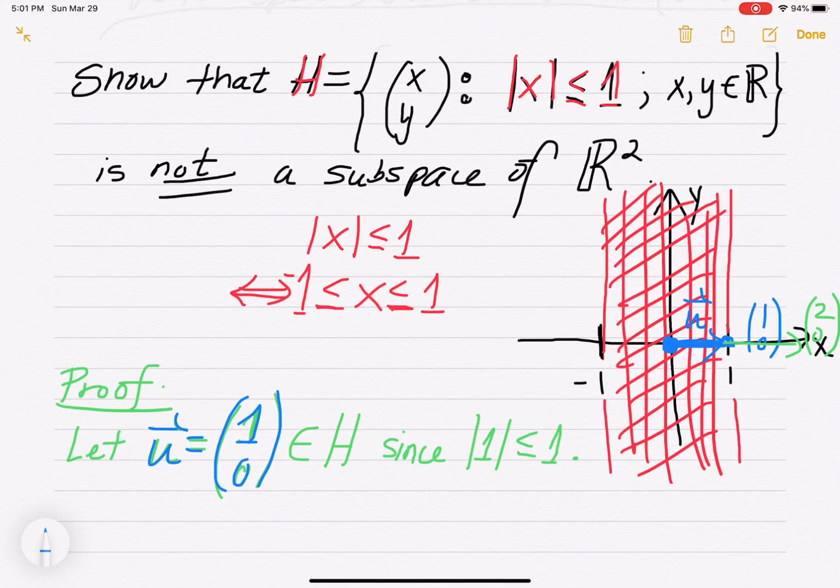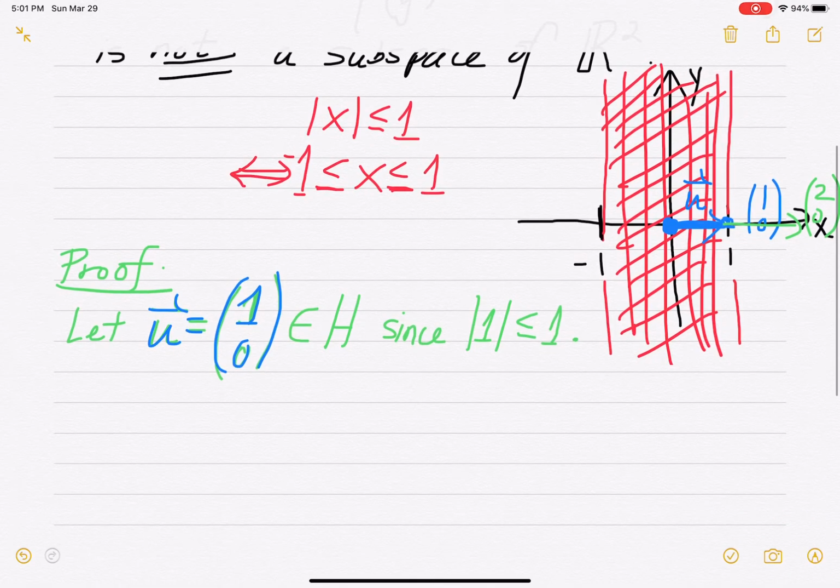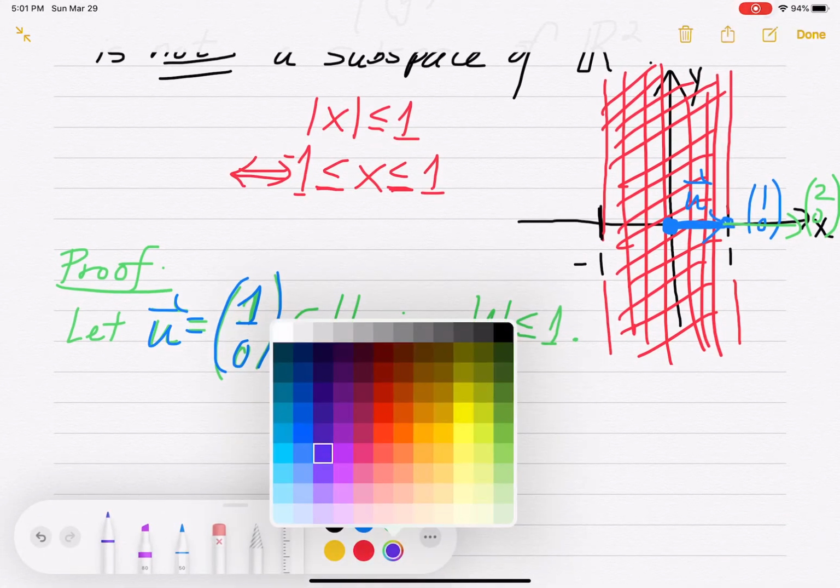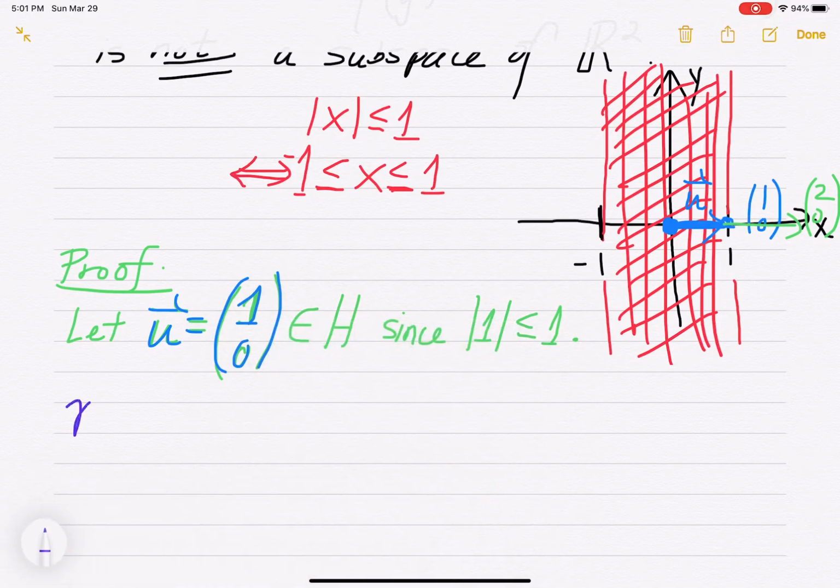Now, we're going to scale that by a factor of 2. Let's go purple. So let's say 2 times U. 2 times U is going to be what? 2, 0.